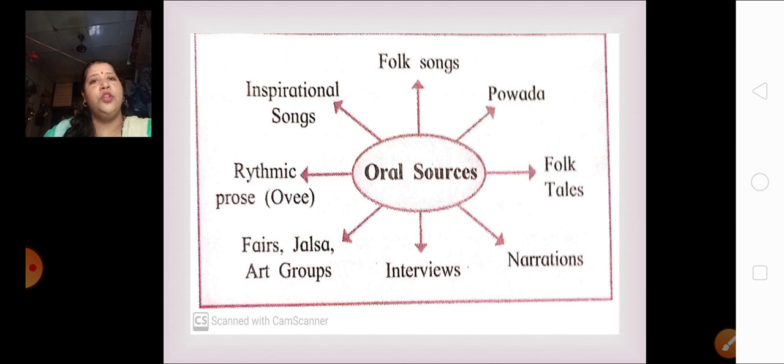Now let's move on to the oral sources. Oral sources include inspirational songs, folk songs, pavada, folk tales, narrations, interviews, fairs, jalsa, art groups, rhythmic prose, OV. All these are the various oral sources. What are oral sources? The sources which we come to know orally through someone. That is called oral sources.